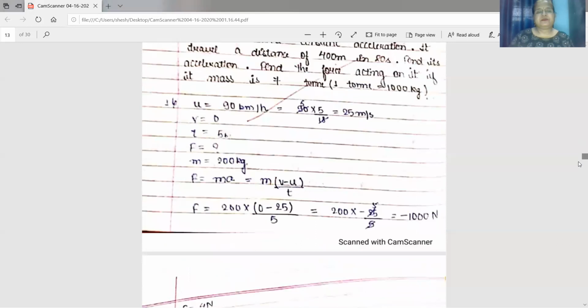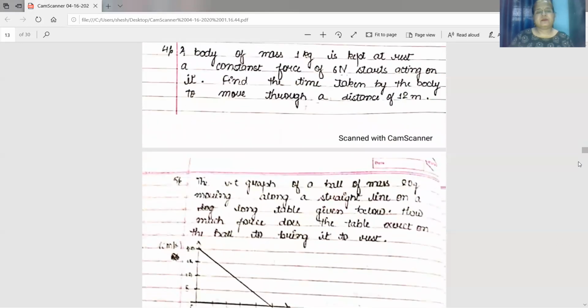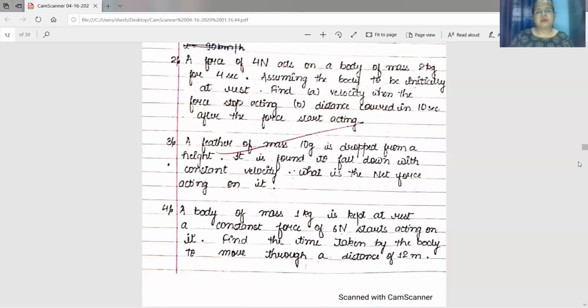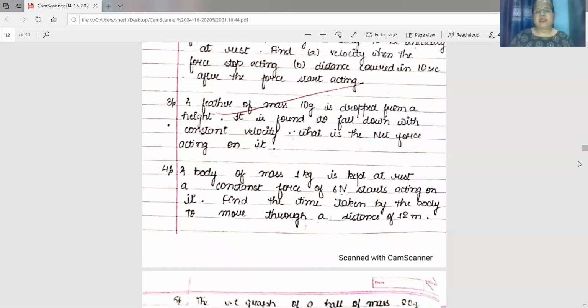Number 3: a feather of mass 10 kg is dropped from a height. It is found to fall down with a constant velocity. What is the net force acting on it?